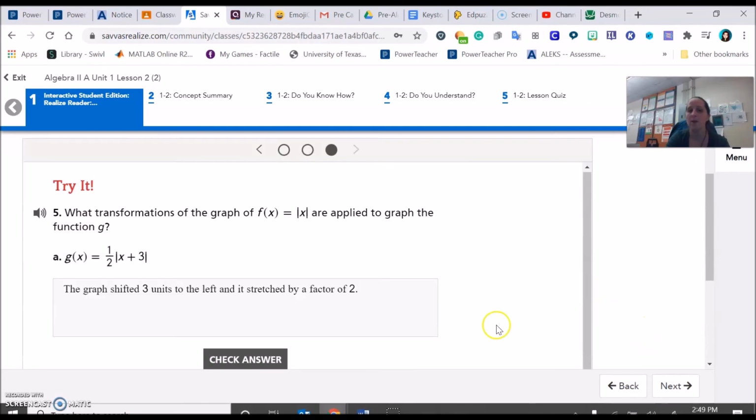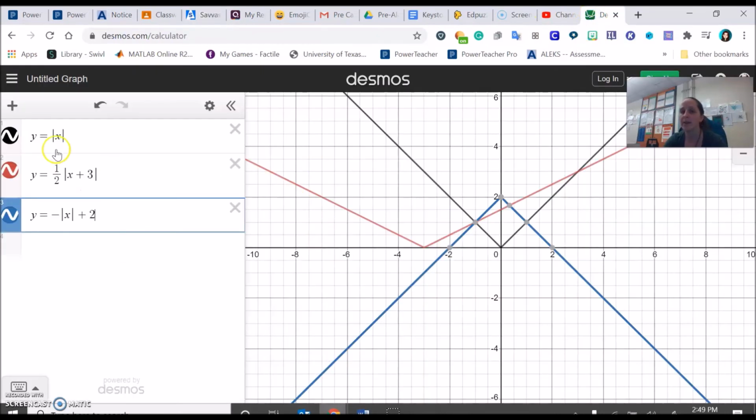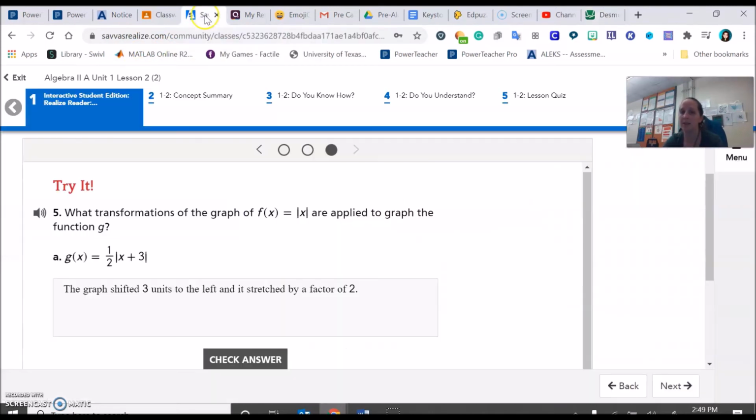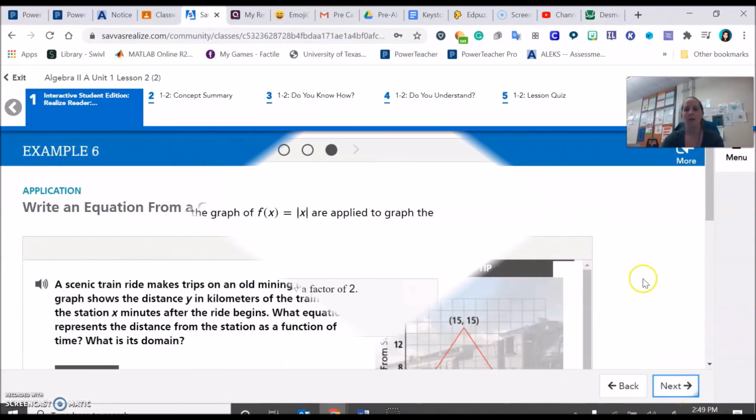Okay. So again, it is really helpful to draw a lot of these graphs if you can. I highly recommend Desmos, desmos.com. It is free to use. You should be able to access it on all your Chromebooks.